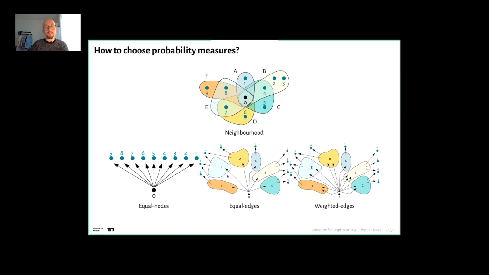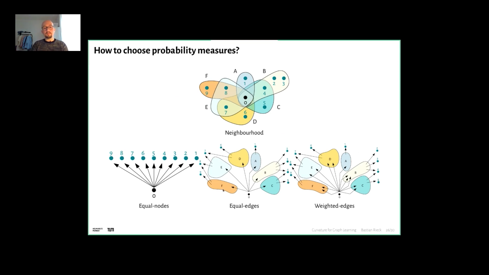So given a hypergraph with a simple neighborhood of this node 0 here, there's a couple of things that you can do in a random walk or in defining a probability measure. You can, for instance, do the simplest thing and just visit all the nodes that are reachable from this hyperedge with equal probability. We call this the equal nodes probability measure or the equal nodes random walk because, as you can see, everything is being treated equal.